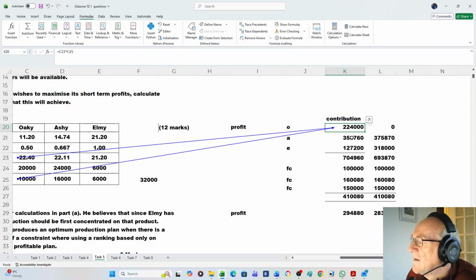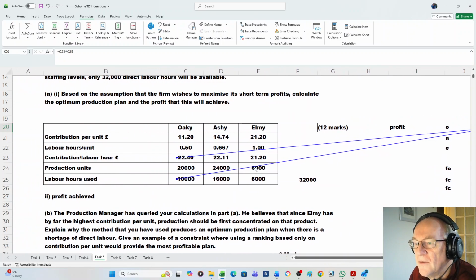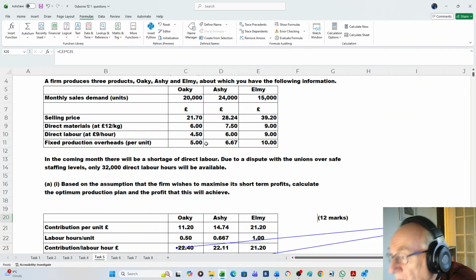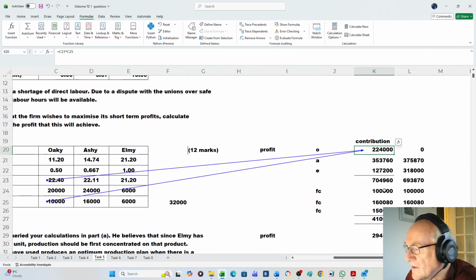Then ASHI, bigger contribution, and ELMI, because it's not being made so much, it's a smaller. So that's just the total contribution. Now the fixed cost we had to work out because all we've got in the information is the fixed production overheads per unit, £5 per unit. £5 per unit, 20,000 units is 100,000. That's where that 100,000 came from.